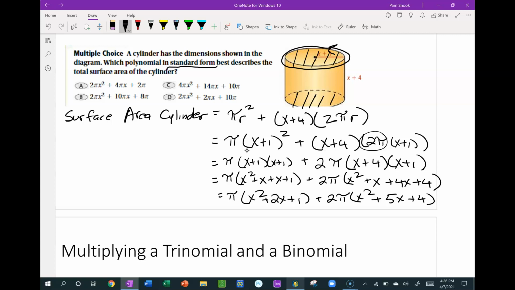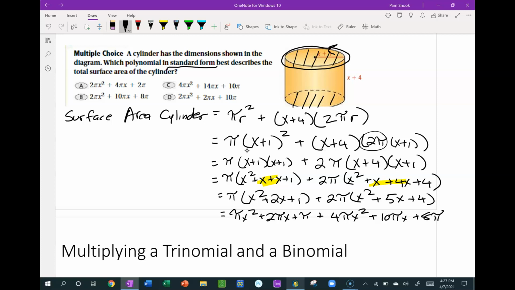So what I've done here is I've combined my like terms. Well, guess what? I've got a monomial times trinomials, and when I look at my answers, they're not in that form. So I'm going to go back and do what we did in section 8.2, and I'm going to distribute those monomials. So I get a pi x squared plus 2 pi x plus pi plus 4 pi x squared plus 10 pi x plus 8 pi.